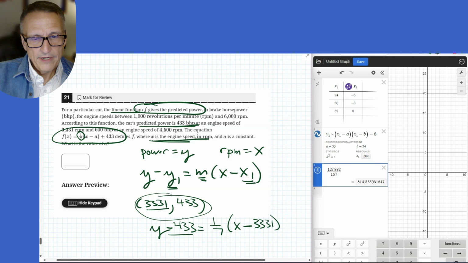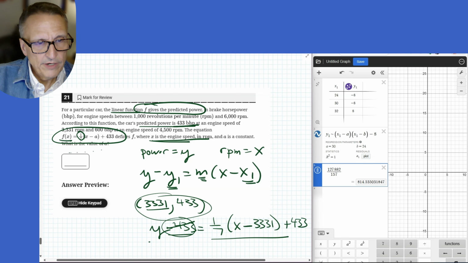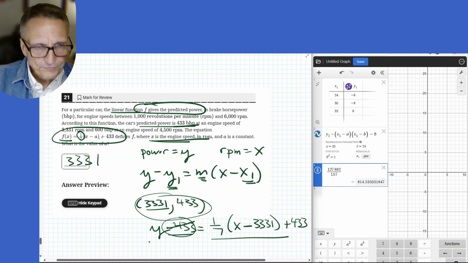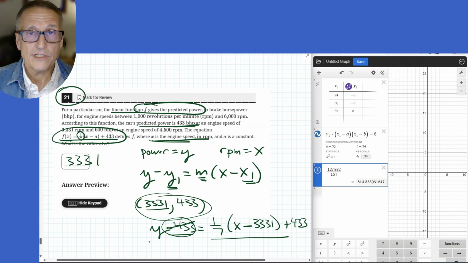But they took that negative 433 and moved it over to the other side, giving me y, or f of x, equals that equation. So my answer here is 3331. It really takes no calculations at all. You could have just recognized that it was point-slope. And again, this is question 21, so this is designed to be a pretty challenging question.